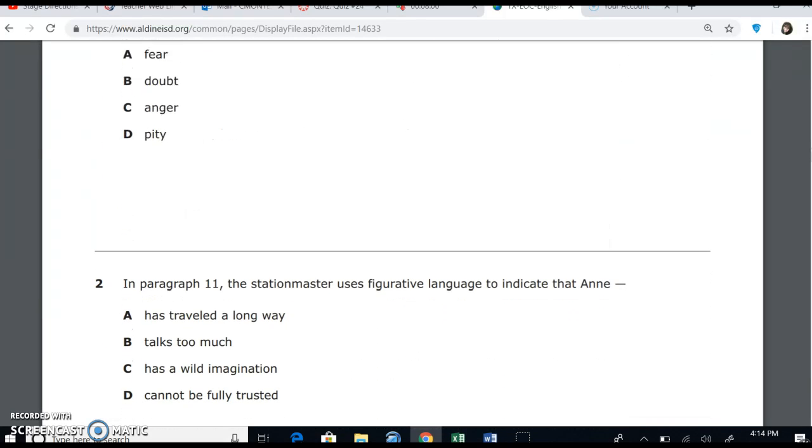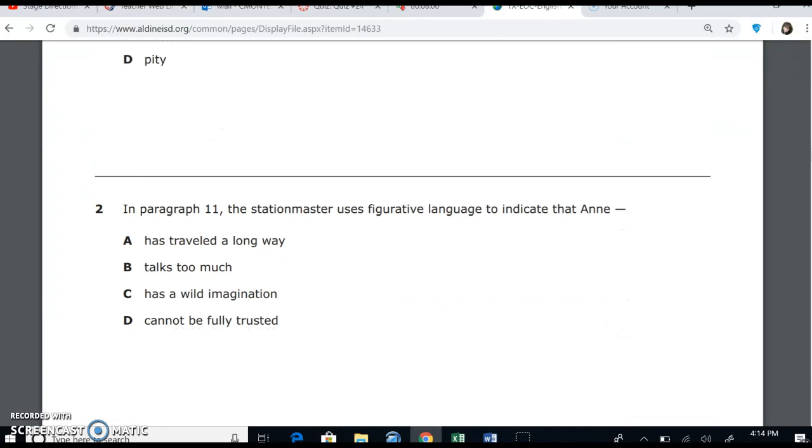Okay, so for number 2, it says in paragraph 11, the station master uses figurative language to indicate that Anne. So this is a matching question, but it's a 2-in-1. You're going to have to go to paragraph 11, look for what figurative language they're talking about, and then you're going to make the inference. What does it indicate about Anne? So go to paragraph 11, see if you can quickly find the figurative language. Okay, and if you find it, you probably can answer it right then and there.